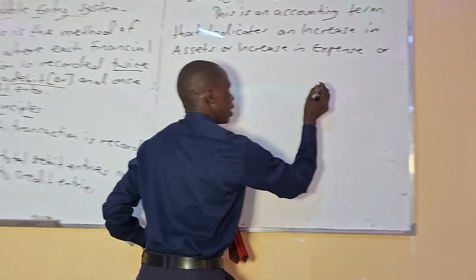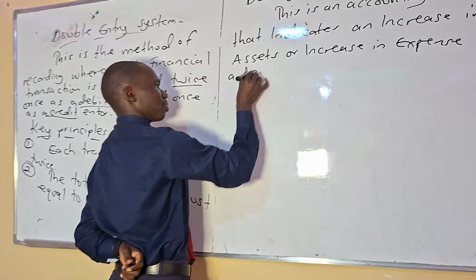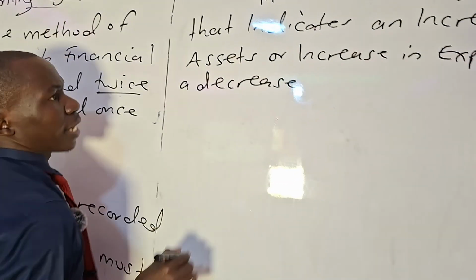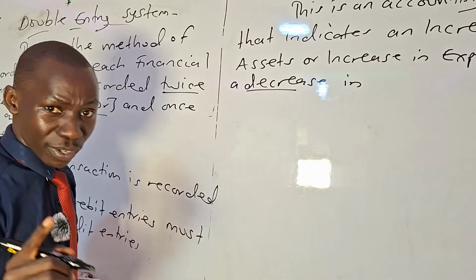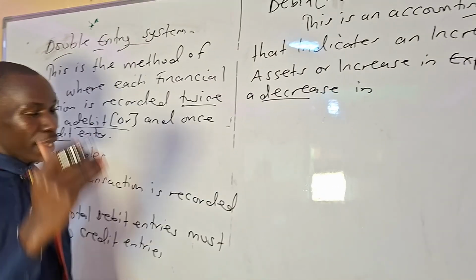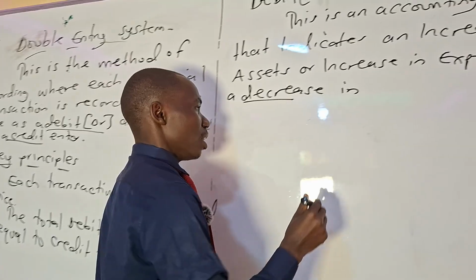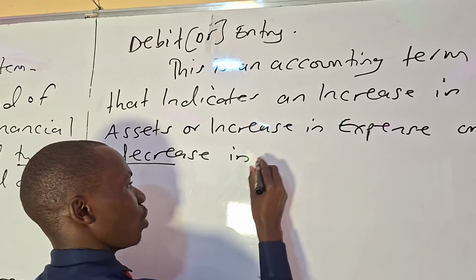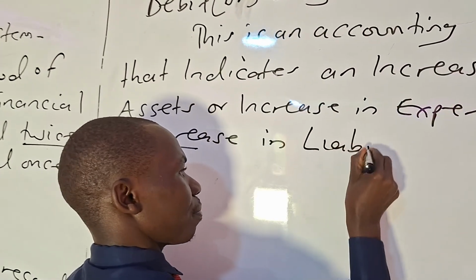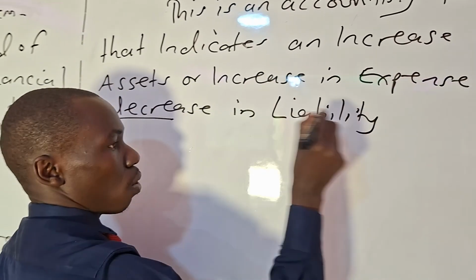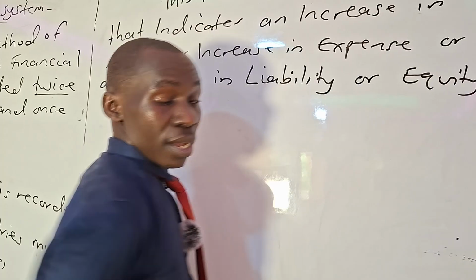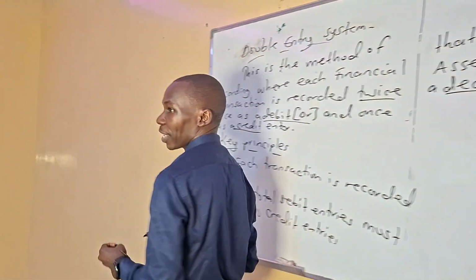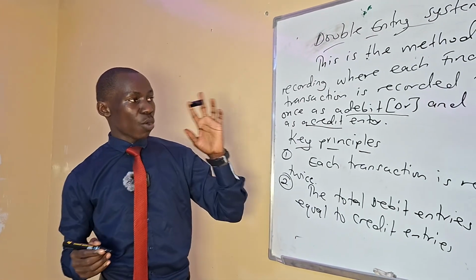Or a decrease. It can be a decrease in, remember our accounting equation had what? It had asset, liability, and equity. Meaning, if our liability is decreasing, a decrease in liability, or can it be equity? I think that summarizes our accounting equation.